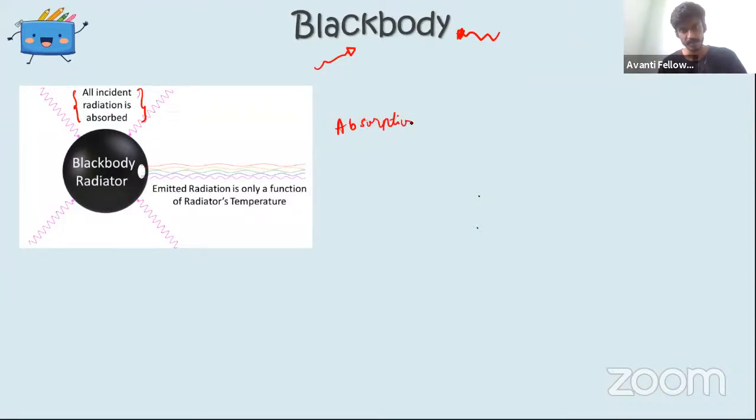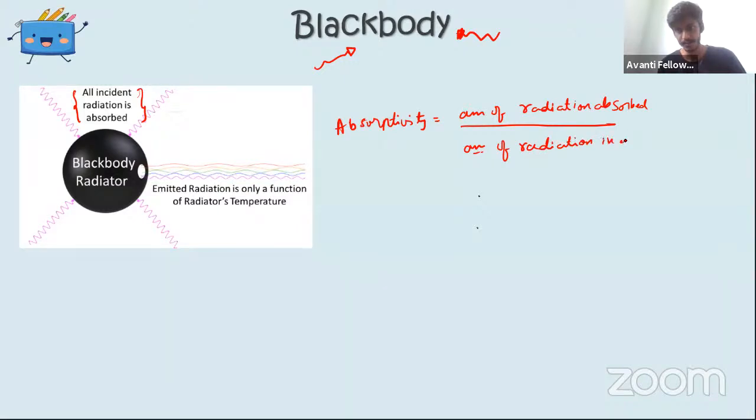What is absorptivity? Absorptivity is the amount of radiation absorbed divided by the amount of radiation incident. If you absorb all the radiation which is incident on you, then the ratio will become 1. Therefore, the absorptivity of a black body will be equal to 1.